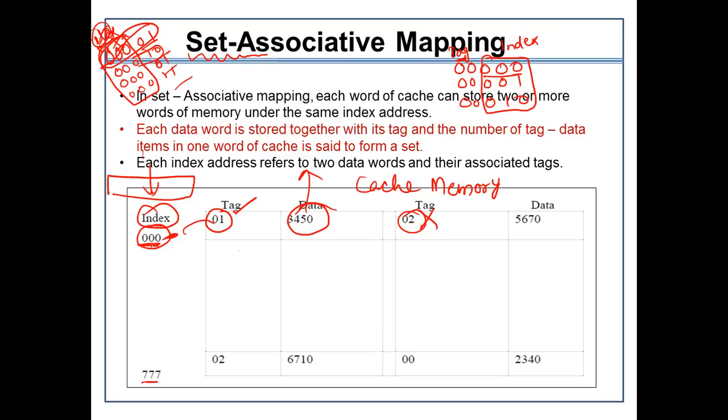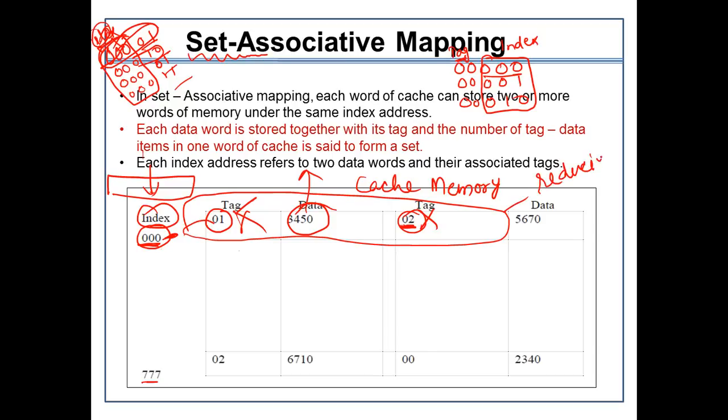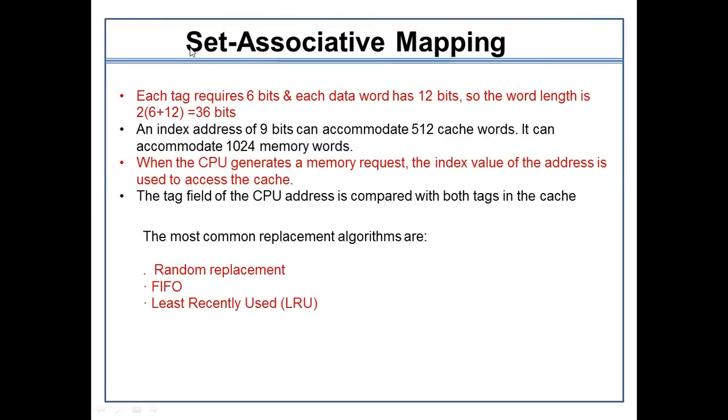Same is the case if for that 000 the tag bit required is 02. So I will not be using it, but the point is this is further helping me in reducing the access time. So that is why we are also referring to this as a set associative mapping kind of procedure. In each index address, we refer to two data words and their associated tags. Just because we are referring to the two data words and tags, it is called set associative mapping. So this is the reason for calling it set associative mapping.